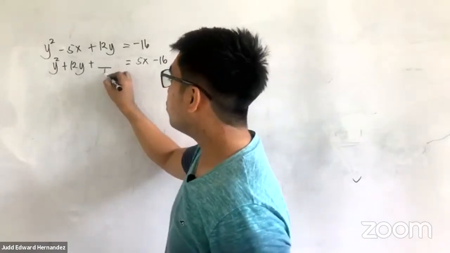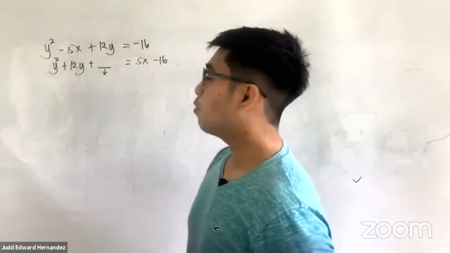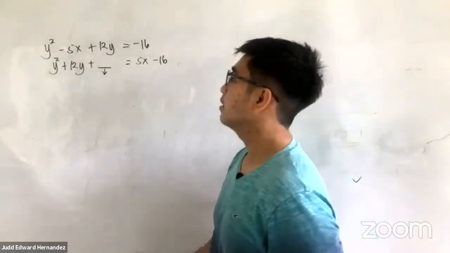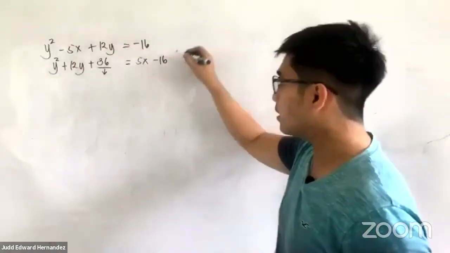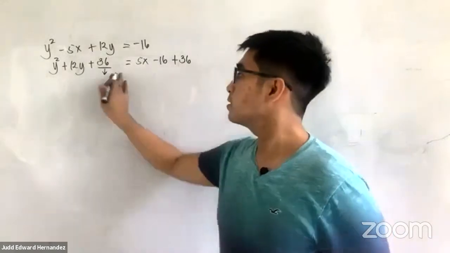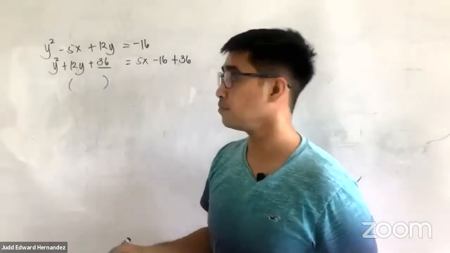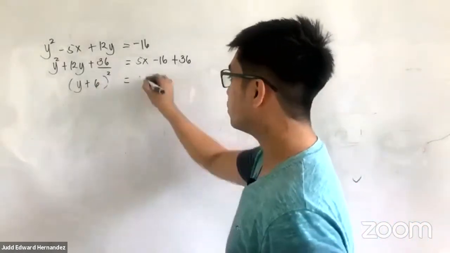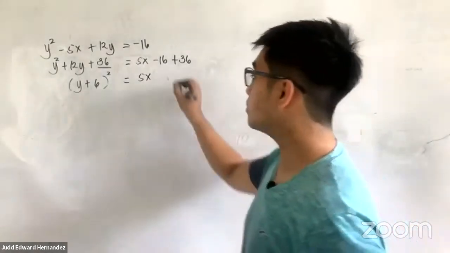Okay, so what do we add here so that it becomes a perfect square? 36. Why 36? Because 12 divided by 2 is 6. 6 squared is 36. Okay, so we add here 36. Kung nag-add tayo ng 36 dyan, para equal pa rin yung equation natin, therefore, in the right side, we should also add 36. Okay, so what will now be the factor of y squared plus 12y plus 36? y plus 6 quantity squared. Very good. It becomes y plus 6 quantity squared is now equal to 5x, negative 16 plus 36. 20. Plus 20.